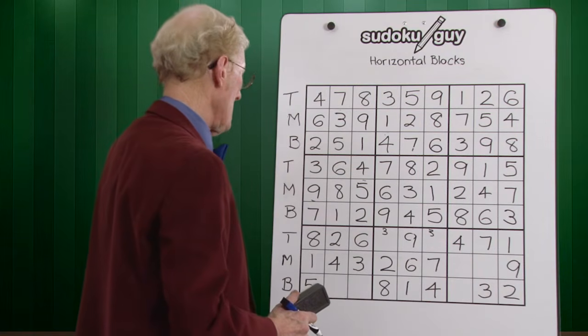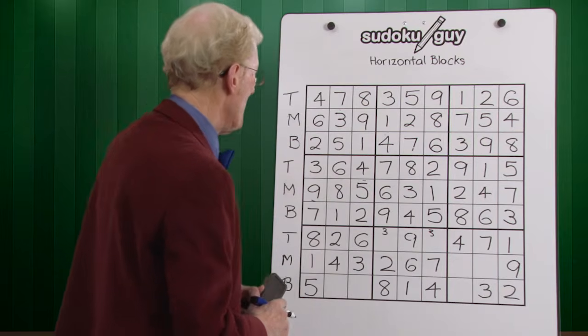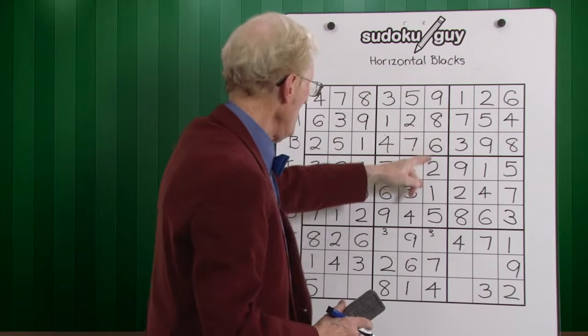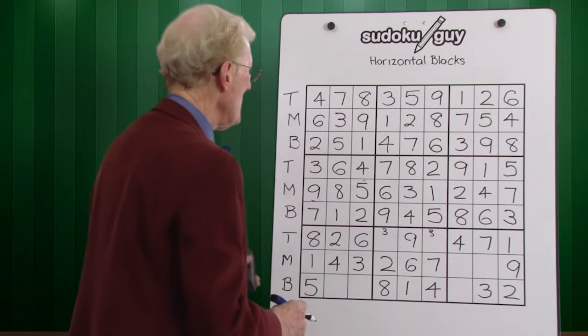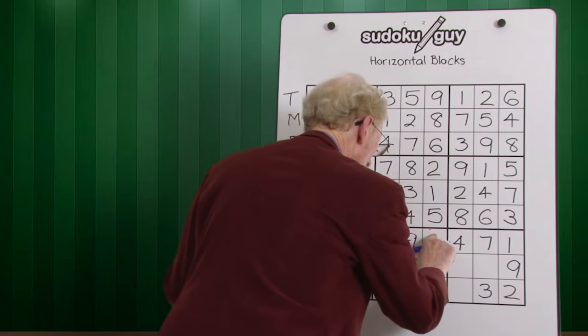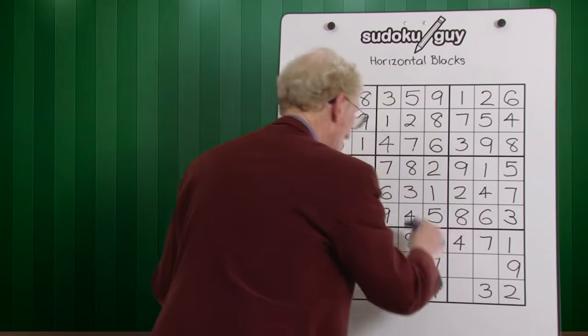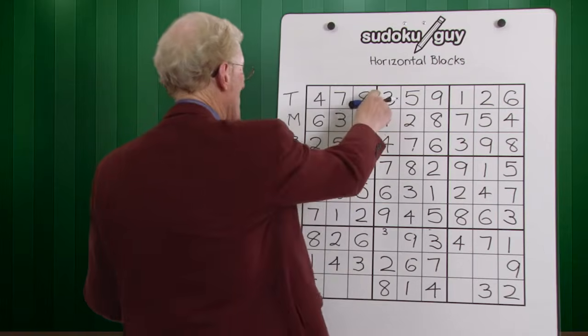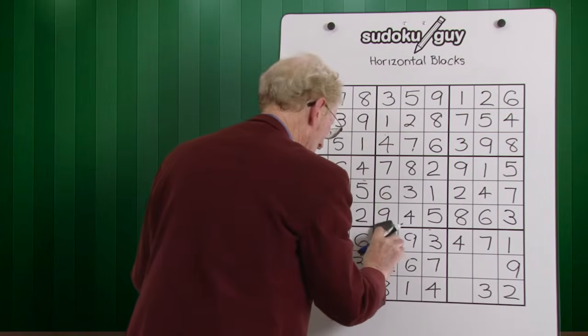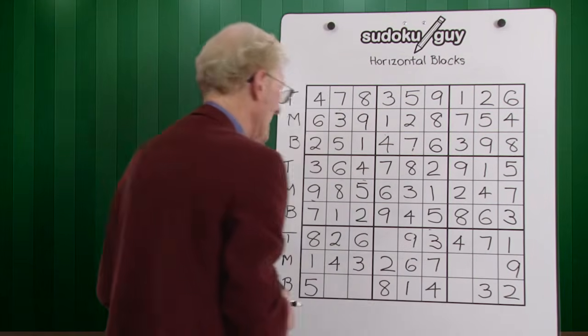Have I made a mistake? Yes. Guess what? There's only 1 space left. And guess what it is? It's a 3. So therefore that has to be 3. That's one way of doing it. The other way of noticing it is that this has already got a 3, so that can't be a 3. So there's 2 ways of looking at that.